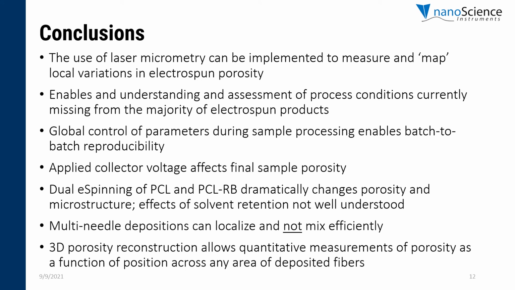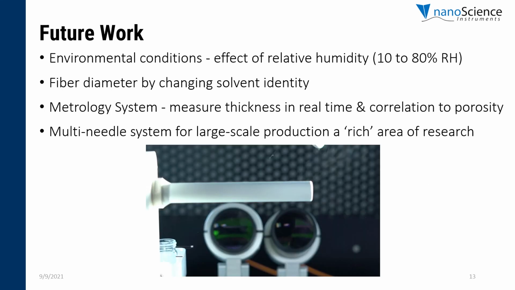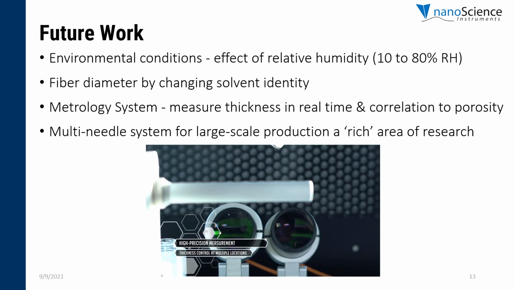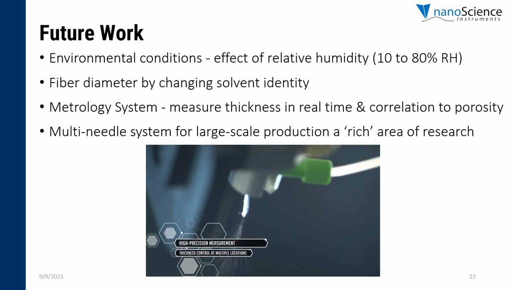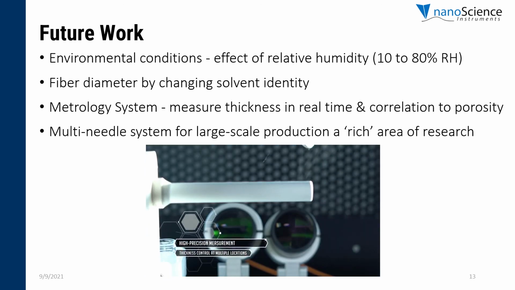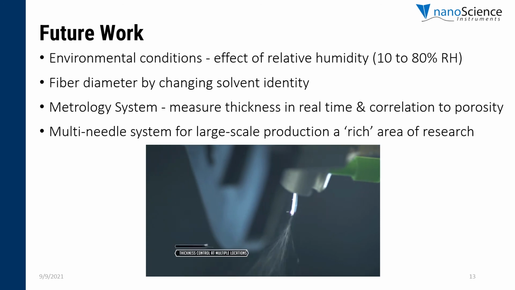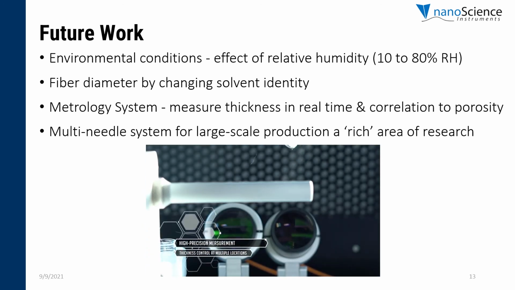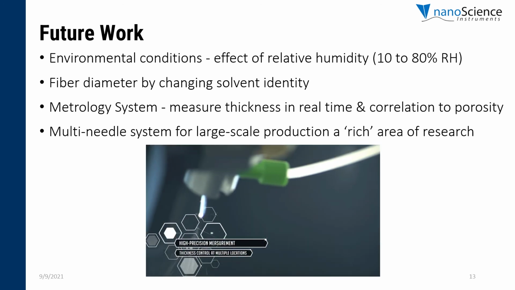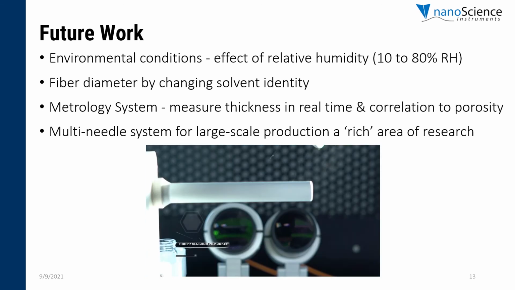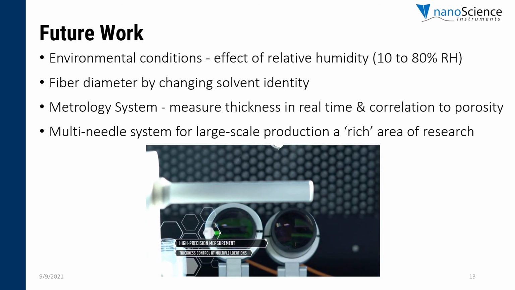Three-dimensional porosity map reconstructions allow us to quantitatively measure porosity across a wide area to better understand the sample properties and behavior needed based on application needs. Some of the future work to be explored is the effect of relative humidity on porosity using the FluidNatech technology. The beauty of electrospinning is that it allows us to have a variety of fiber diameters depending on the solvent identity. This is why using different solvents while maintaining the polymer identity is also another step to explore.